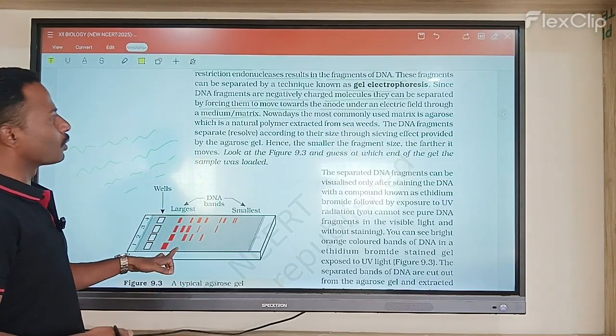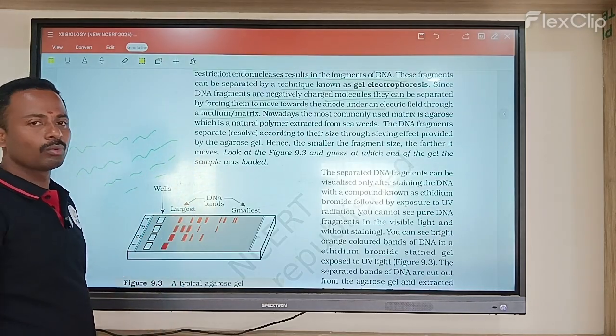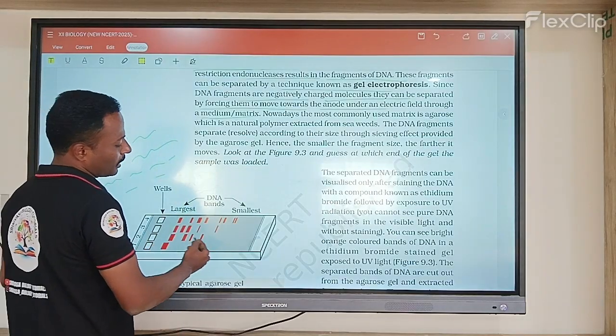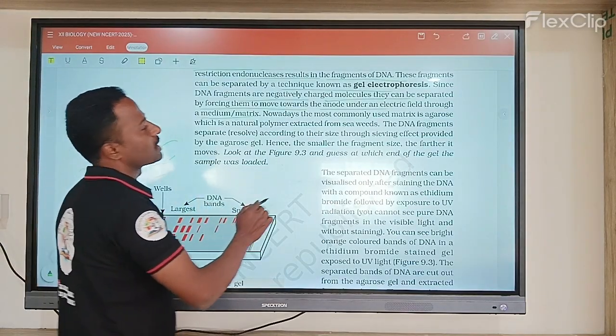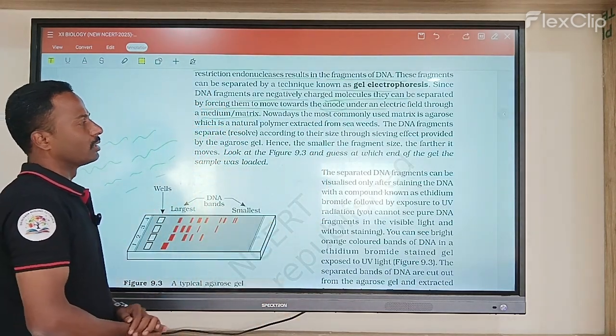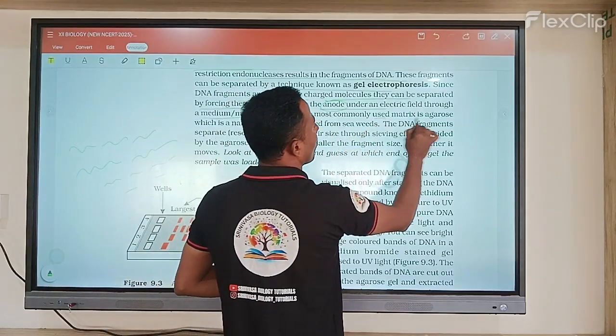So you already know the DNA fragments always carry a negative charge, right? So what happens? The DNA fragments get transferred into the anode region.